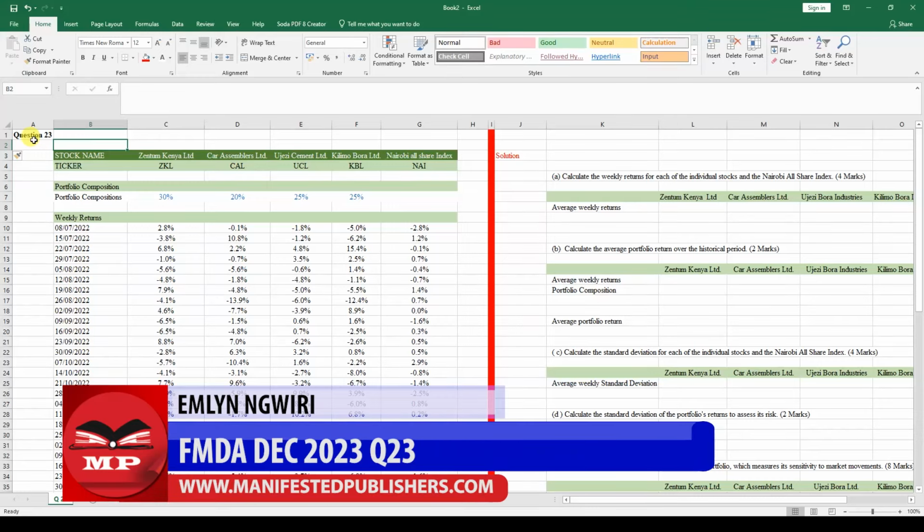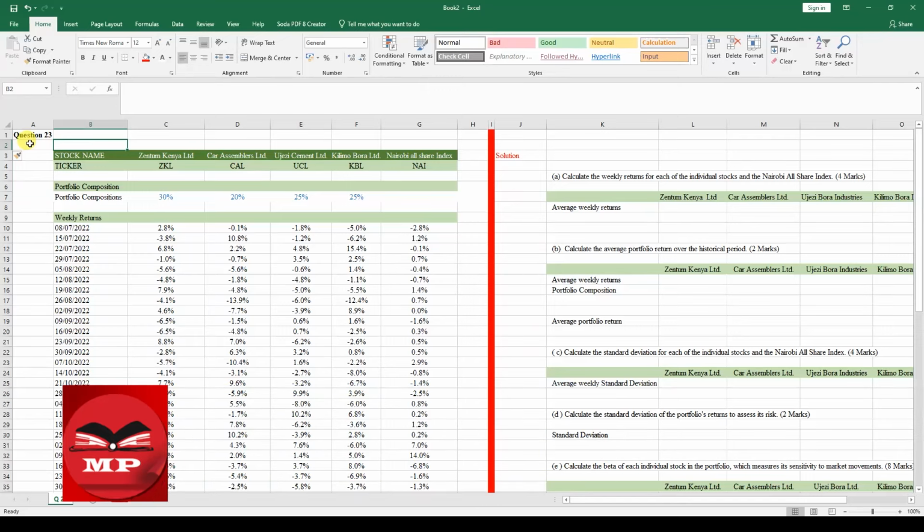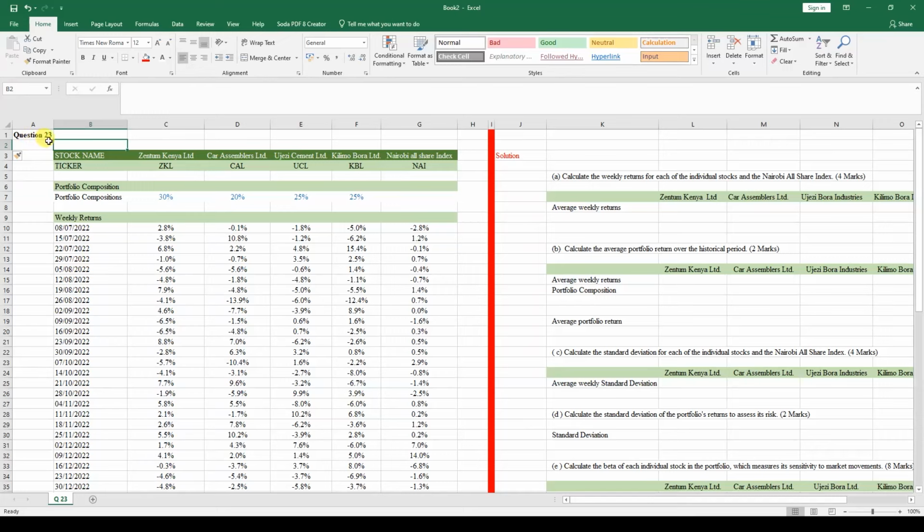My name is F.A.M. Ningwiri, and today, ladies and gentlemen, we are discussing the Financial Modeling and Data Analytics paper, December 2023 sitting. The focus is on question 23, and you are presented with the following information right on the left of your screen here.